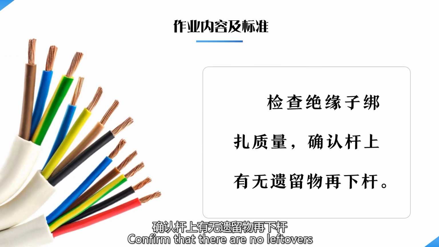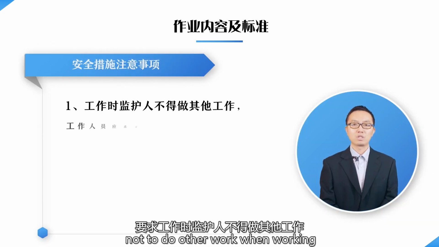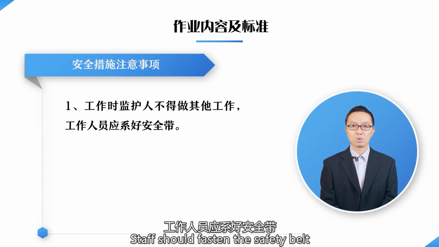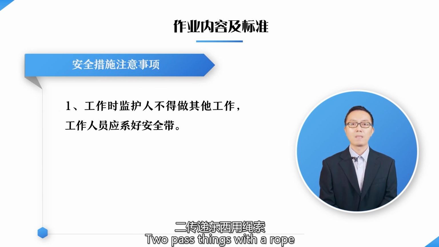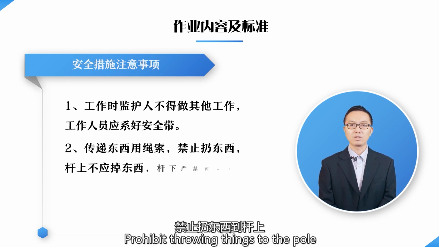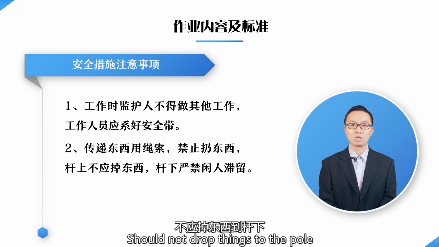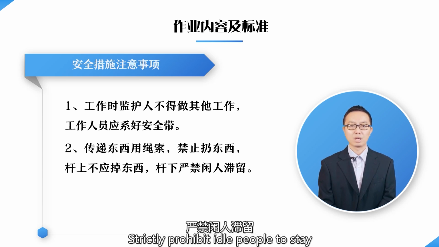Confirm that there are no leftovers on the pole before dismounting. Require the guardian not to do other work when working. Staff should fasten the safety belt and pass things with a rope. Prohibit throwing things to the pole. Should not drop things to the pole. Strictly prohibit idle people to stay.